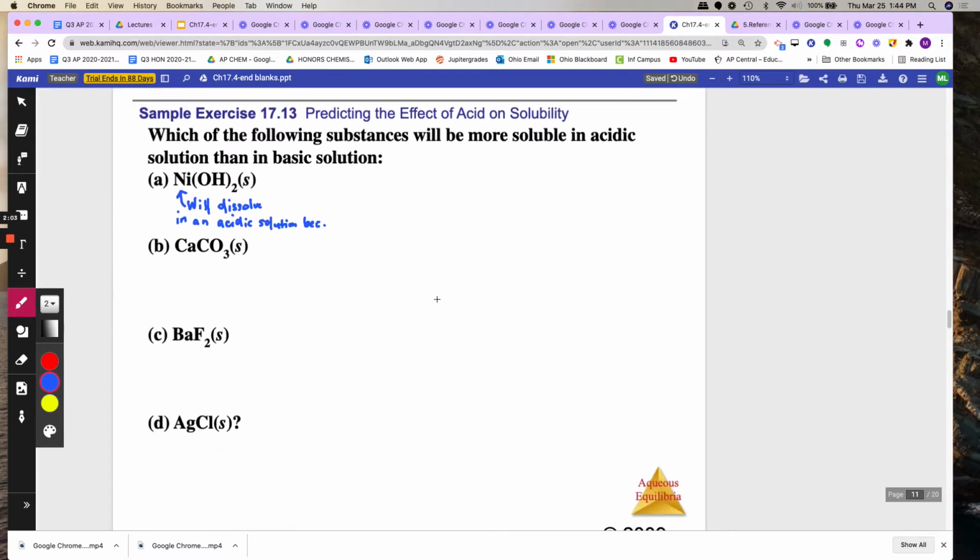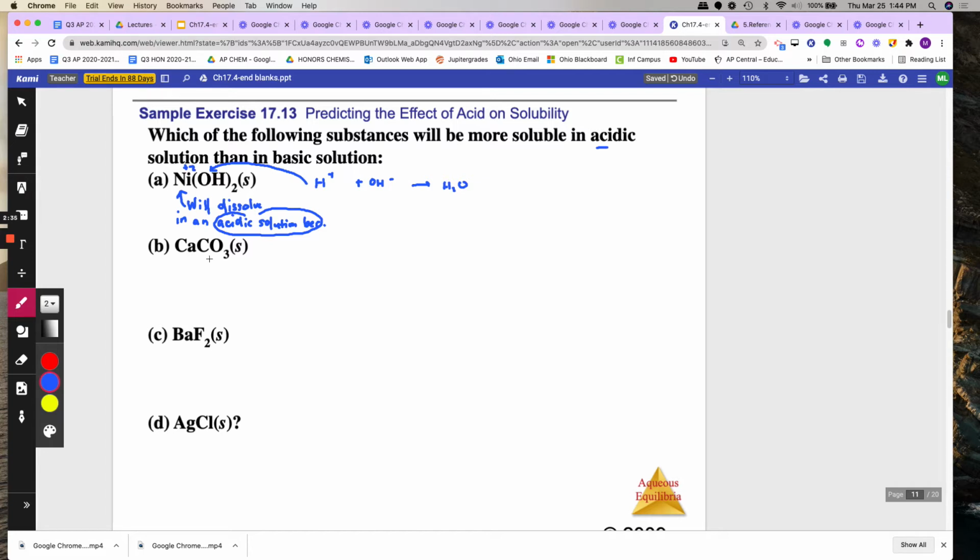Okay, it says, which of the following substances will be more soluble in acidic solution than in basic solution? Well, nickel 2 hydroxide. This will dissolve more in an acidic solution because the H plus will bond with the OH minus, making water and freeing that nickel plus 2 ions in solution.